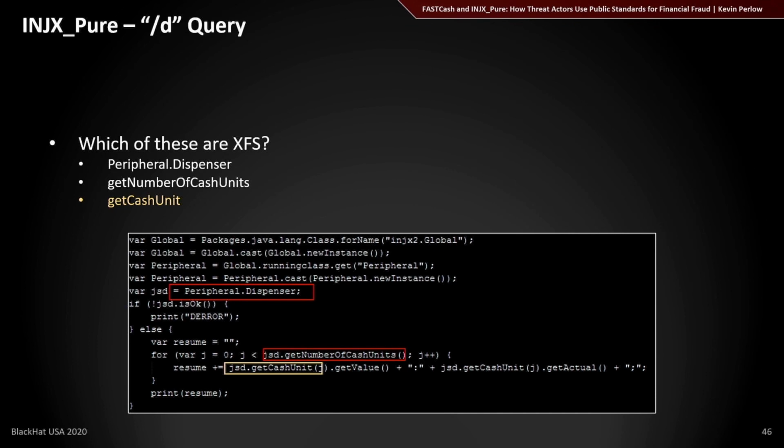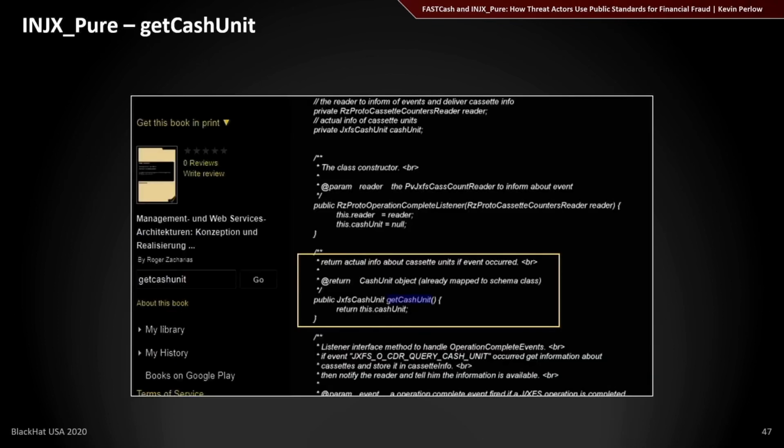So these look like they could be XFS implementations. So how do we figure that out? Well, if we take getCacheUnit and throw it into the magic Google box, you will get this Google book. It's some sort of ATM book. I think it's in German.